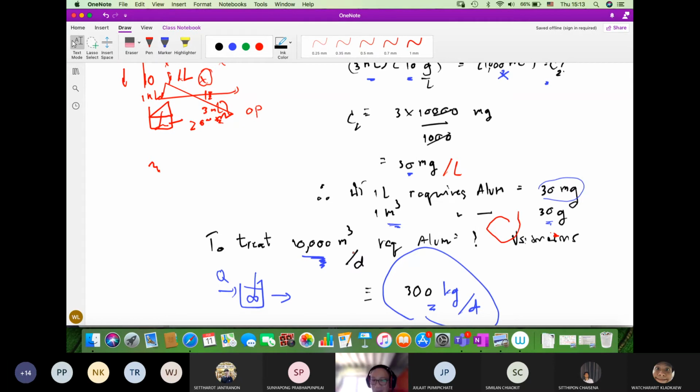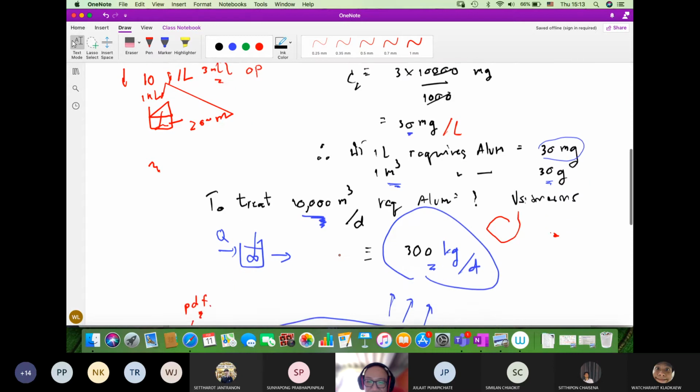This is the beneficial use of the jar test results. So for 10,000 cubic meters per day, it requires alums 300 kilograms. So in one day, the operator has to store alums 300 kilograms. This plant requires alums 300 kilograms. This is the beneficial use of the jar test results.